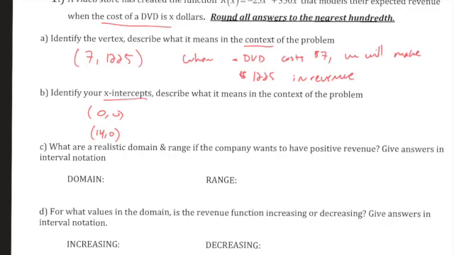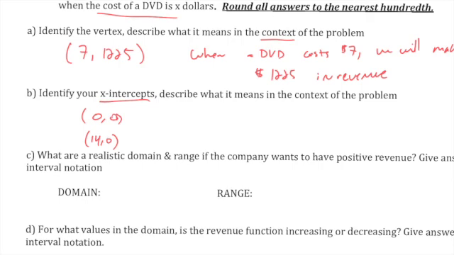Okay, so we have our x-intercepts of (0, 0) and (14, 0) from the calculator. And basically, what do these mean? That means the output is 0, so our revenue is 0. So when the DVD price is $0 or $14, then the revenue is $0. So again, it's either too cheap or too expensive in those situations.